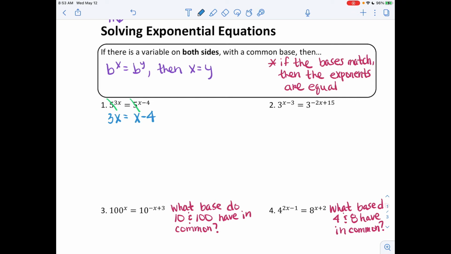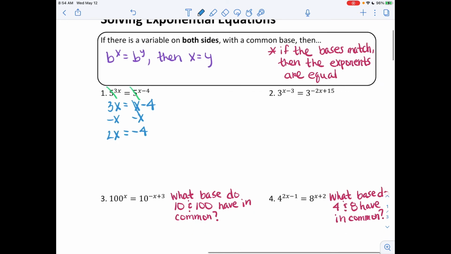Now I can solve this just like I do any algebra equation. I want to move the x's to one side, so I'm going to subtract x and get 2x is equal to negative 4. And now I'll divide both sides by 2 in order to get a final answer of x is equal to negative 2.